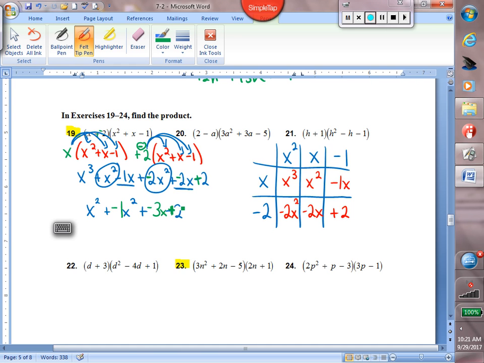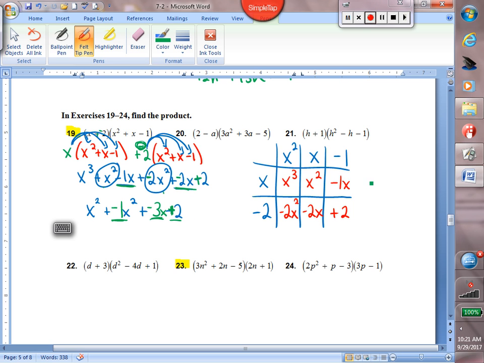That's such a common mistake. Again, I forgot it's a negative 2. I forgot the negative part. So when I distributed, I should have gotten a negative 2x squared, a negative 2x, and a positive 2. So positive x squared, negative 2x squared gives me a negative 1x squared. Negative 1x, negative 2x gives me negative 3x. And then I should have a positive 2 on the end.